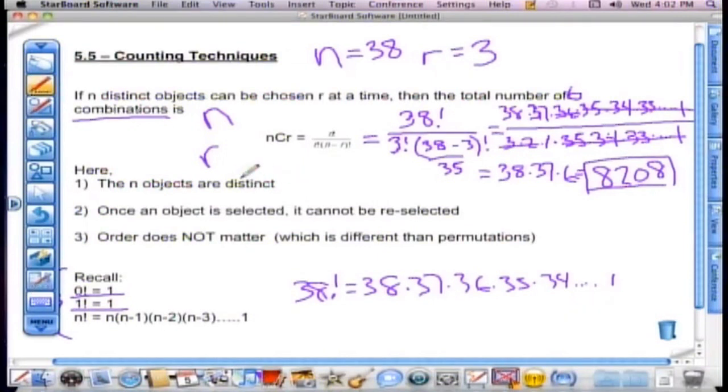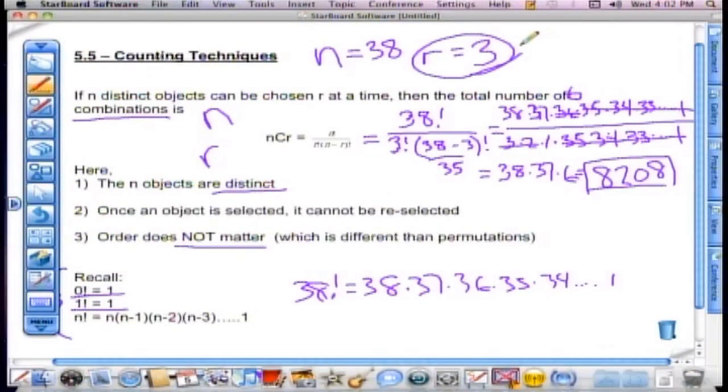So the n objects have to be distinct. There cannot be any identical objects. Once an object is selected out, you can't reselect it. And the order doesn't matter. Like in our case here, the 3 people, they're going to go to Hawaii no matter what. If they're in the group, they're going to Hawaii.